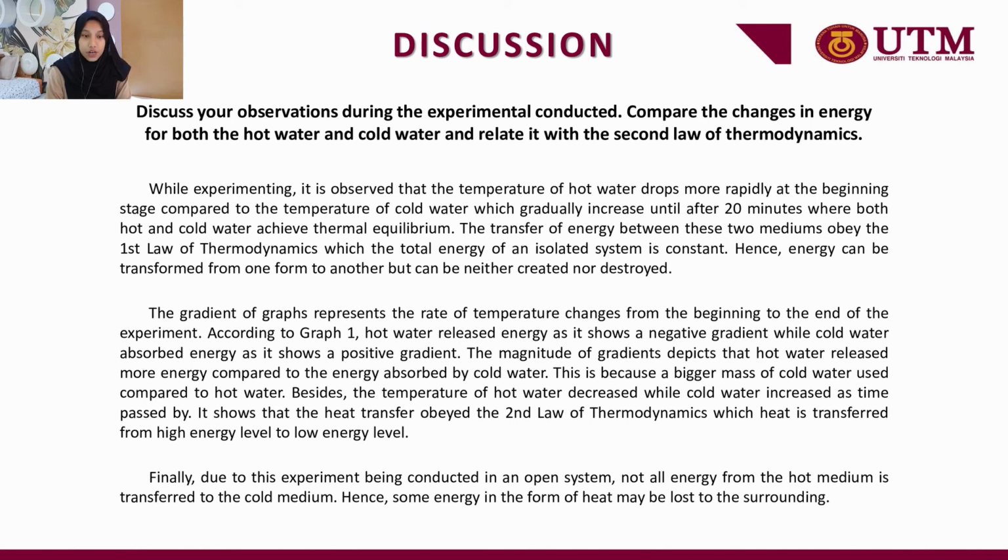The gradient of graphs represents the rate of temperature change from the beginning to the end of the experiment. According to graph 1, hot water released energy as it shows a negative gradient, while cold water absorbed energy as it shows a positive gradient. The magnitude of gradients depicts that hot water released more energy compared to the energy absorbed by cold water. This is because a bigger mass of cold water was used compared to the hot water.